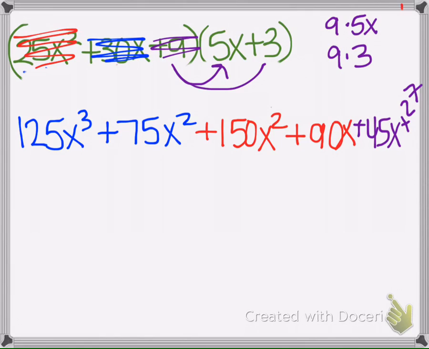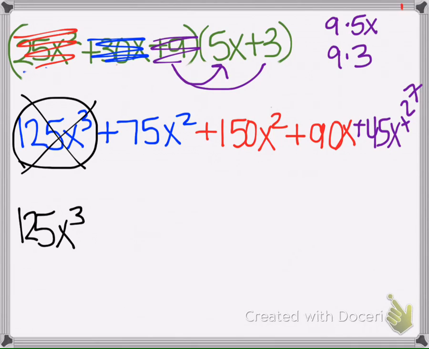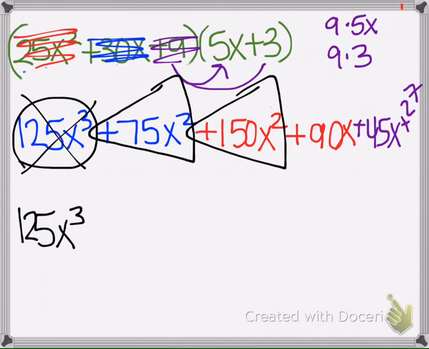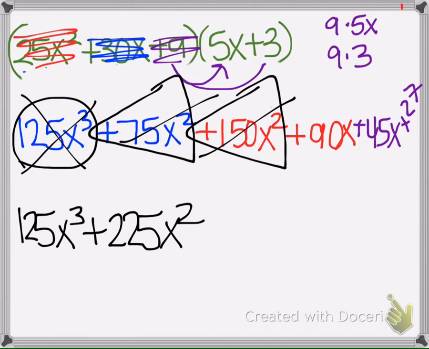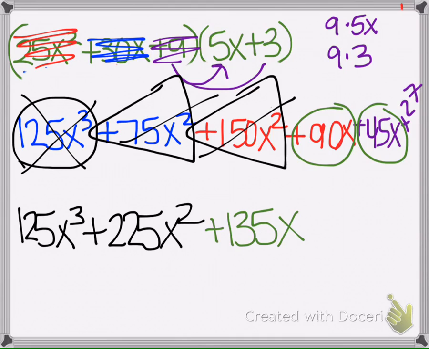Now we're going to go ahead and combine like terms. So we have no other x cubes, so I'm going to just bring that down. Then we have a 75x squared and 150x squared. So that's going to make 225x squared. And then we have a 90x and a 45x. That's going to make 135x. And then we just have this 27 right here. So bring down the 27. And that would be our answer.